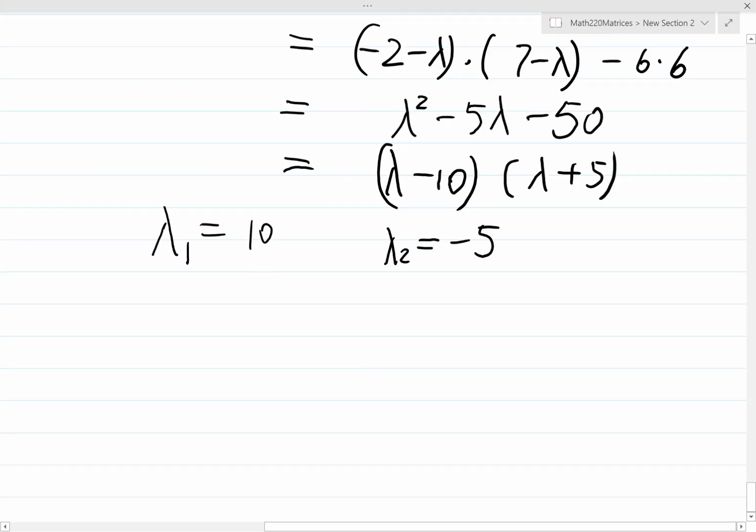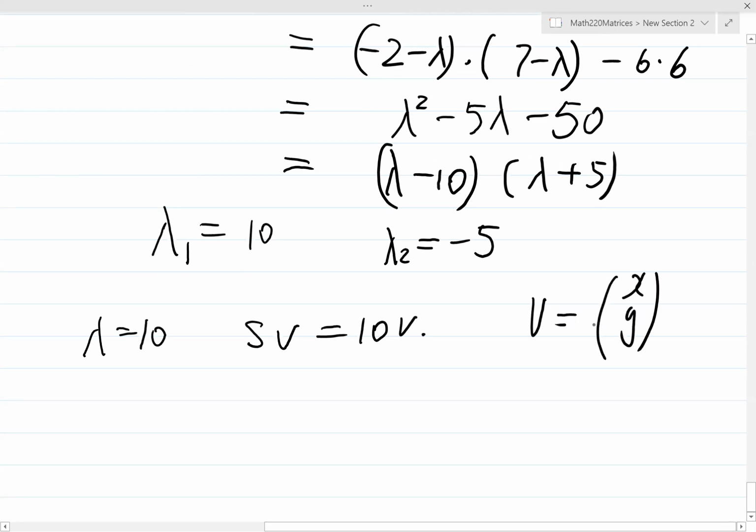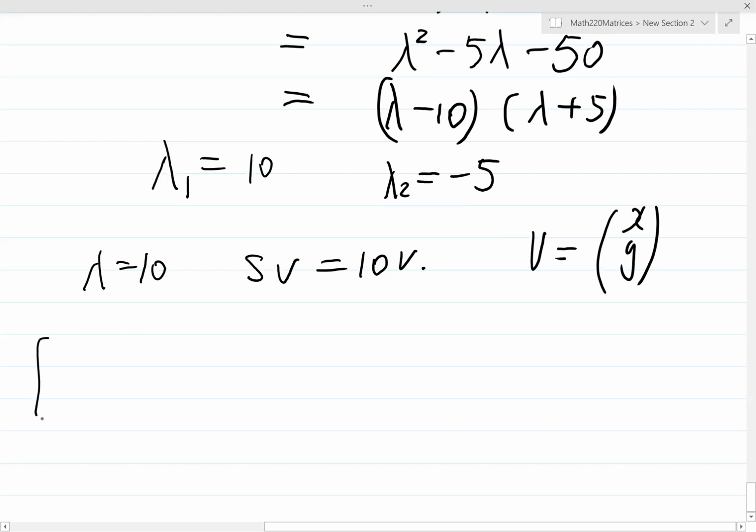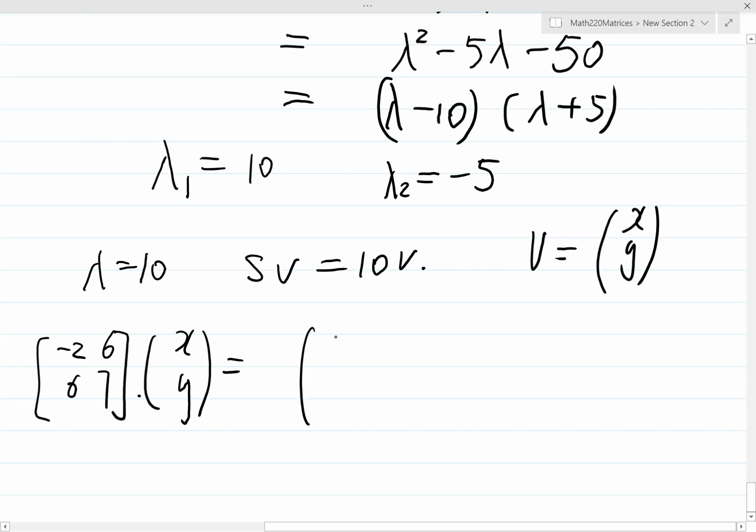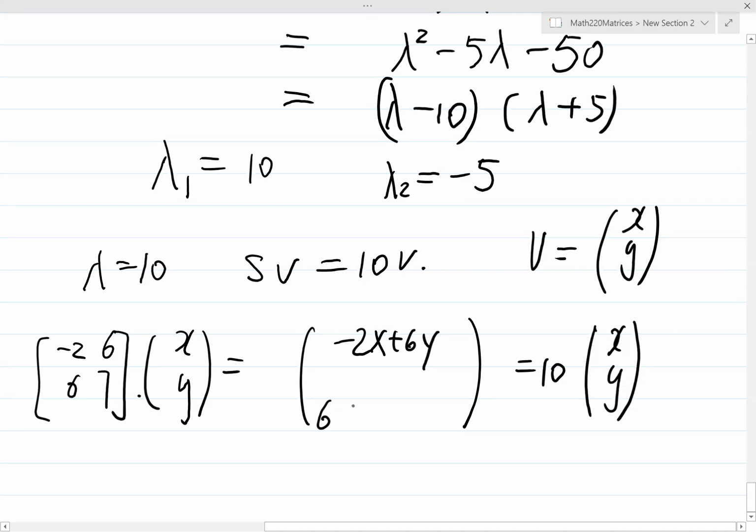Let's do the first eigenvalue and its eigenvector. So lambda equals 10. We need S times v equals 10 times v. Let's suppose v is (x, y). Remember S is -2, 6, 6, 7, times (x, y). The first row gives -2x plus 6y, and this equals 10x. The second row gives 6x plus 7y, equal to 10y.